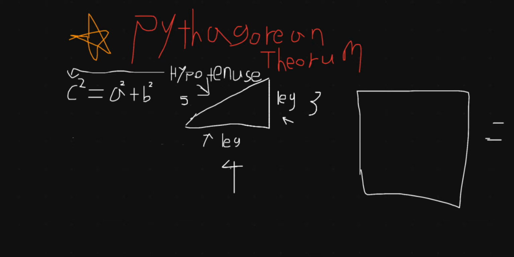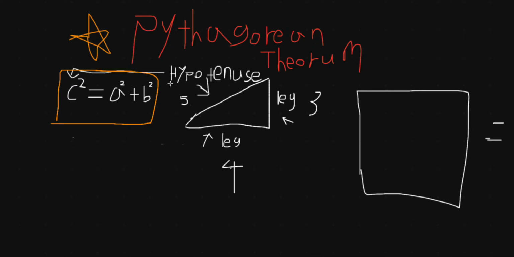Welcome to my video. Today we're just going to be learning about the Pythagorean Theorem. So let's get started. You guys should be familiar with this. This is basically the main formula for the Pythagorean Theorem: c squared equals a squared plus b squared. Repeated: c squared equals a squared plus b squared.